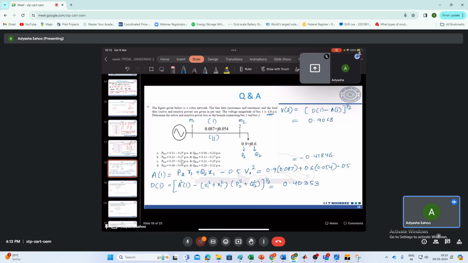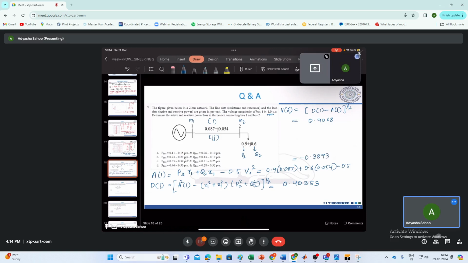Let me recalculate the values first. So it is P2R1 plus Q2X1 minus 0.5. Sorry, so this is 0.3893.